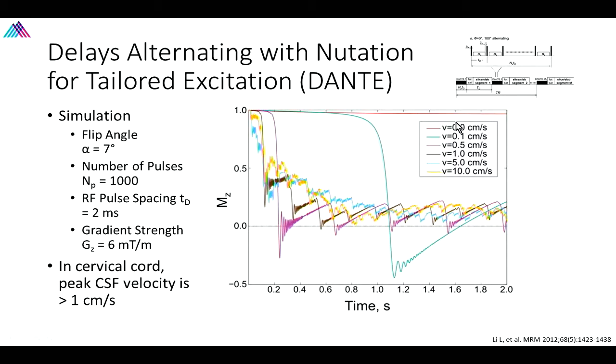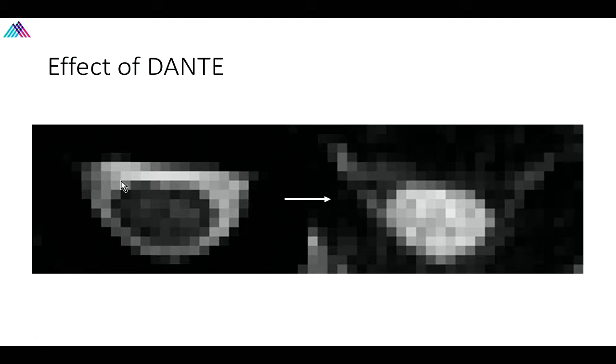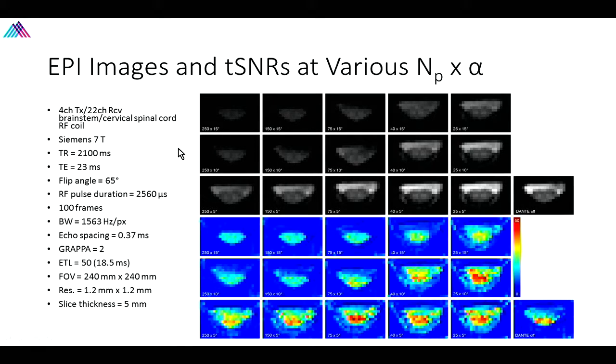But fortunately for us, the peak velocity of CSF in the spinal cord is in the range of 1 to 10 centimeters per second. So this is well into the range where DANTE works. So by placing this prep block into our sequence, we can suppress the moving CSF signal, preserve the static spinal cord. So just a disclaimer, these images are windowed differently, so what I'm showing here is the contrast. But in this montage here, these frames are all windowed and leveled on the same scale for comparison.